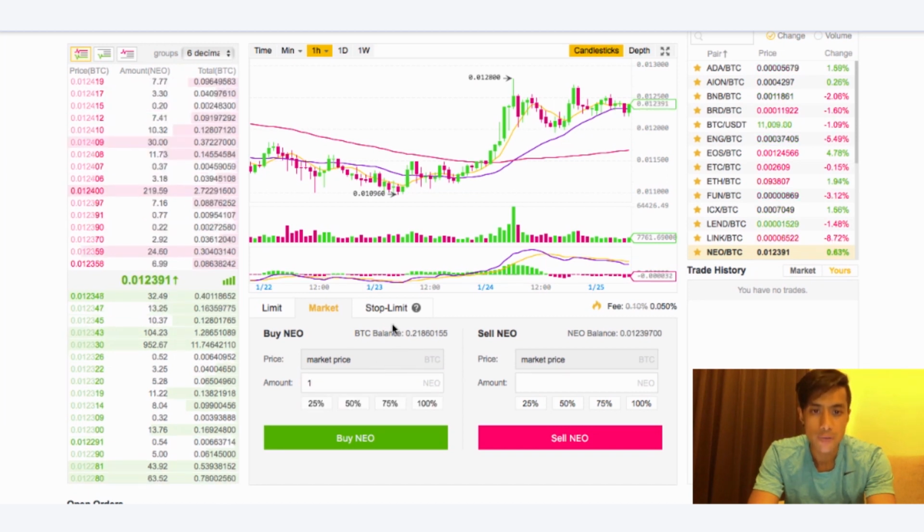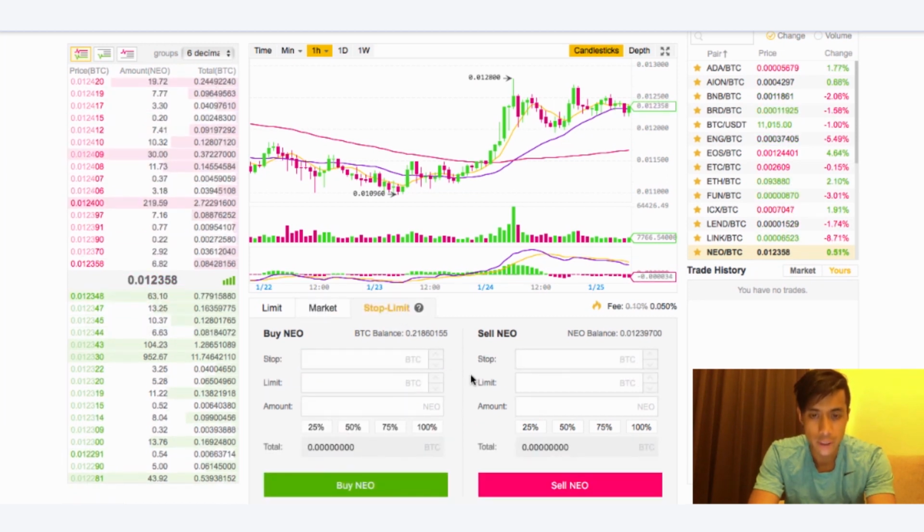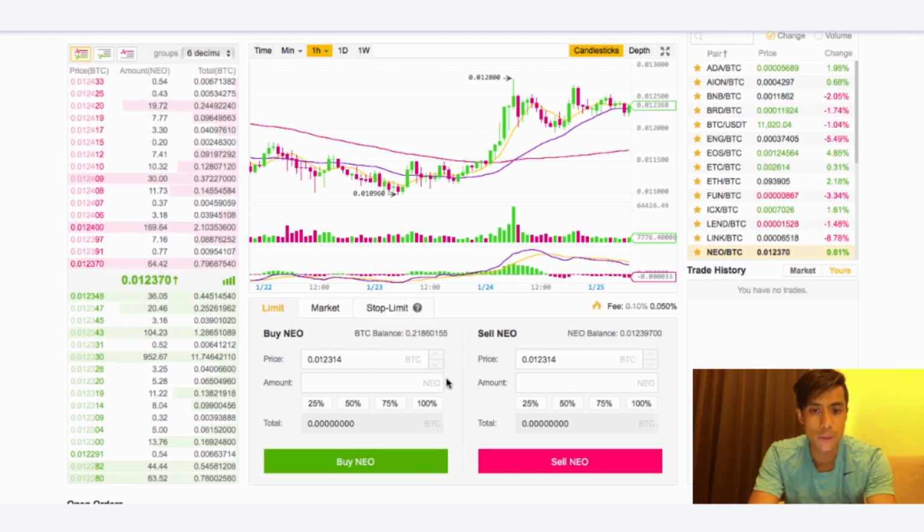You'll see an option for setting stop limit orders over here. We'll be ignoring that for now, and I'll be sure to address it in the video for part 2. So going back to limit orders, you'll see here on the left hand side is where you buy, and you'll see the amount of Bitcoin you have available to buy with. The right hand side is where you sell, along with the amount of NEO you have available to sell from.